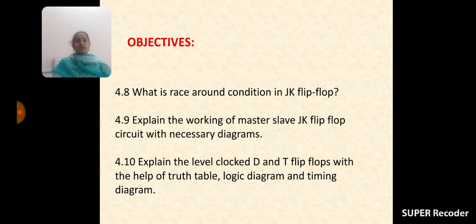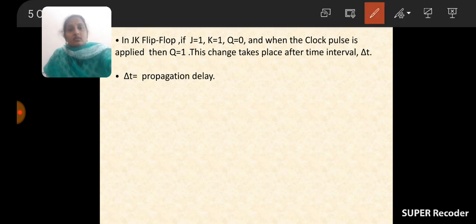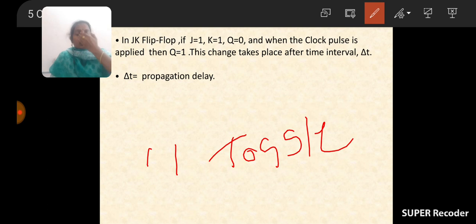So now today's class topic is race around condition in JK flip-flop. While coming to the JK flip-flop, first one is race around condition. What is meant? In our last class I already told you, in the truth table, if both inputs are high, I think all of you observed the condition. In the truth table, if both inputs are high, the state of the flip-flop is in which condition? Toggle. Already I told you what is meant by toggle.